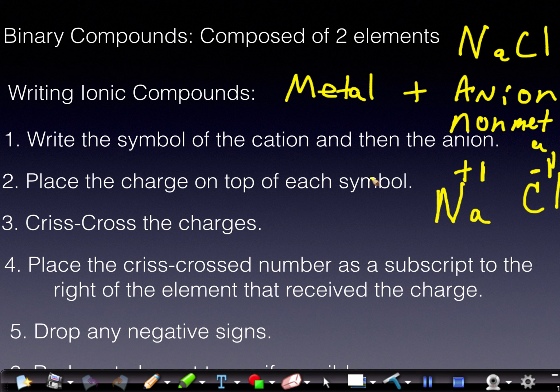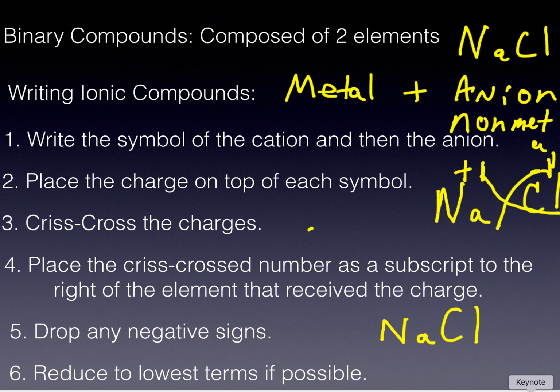Now where it says crisscross the charges, this 1 is going to come here to the Na, and this 1 is going to come here to the Cl. It says place the crisscross number as a subscript to the right of the element that received the charge. So it would be NaCl, 1 is understood. And it says drop any negative signs. We're not going to worry about any negative signs with our formulas. And it says reduce to lowest terms if possible. We're at the number 1 right now for each subscript, so there's nothing else to reduce. So it's NaCl.